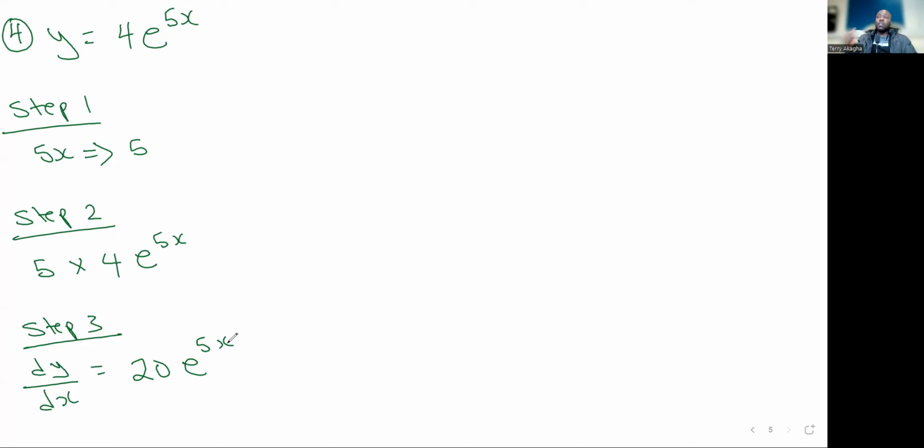Easy. So you see, the 4, you're not using the 4. You're only differentiating the power, regardless of what you have, okay? So you differentiate the power and you multiply it with the original what? Question.